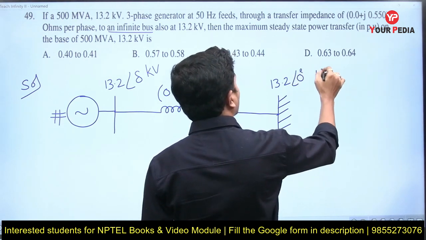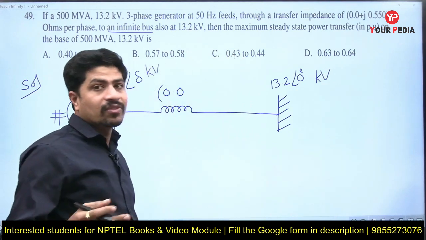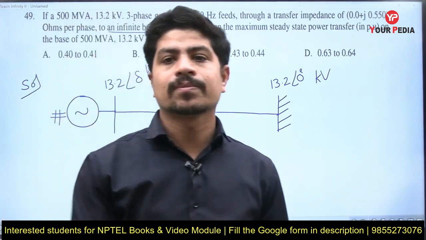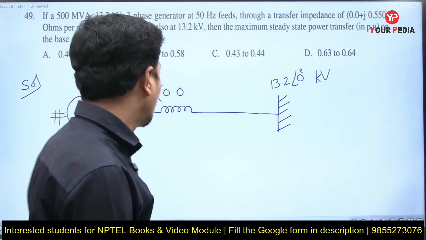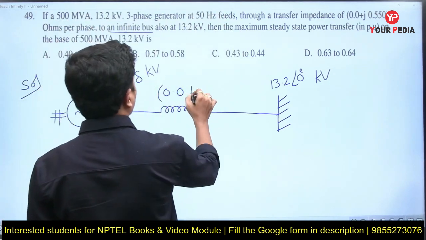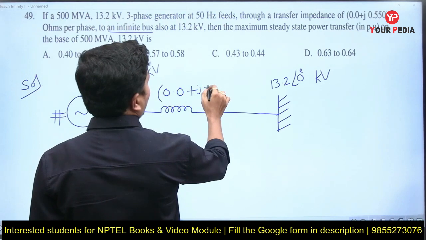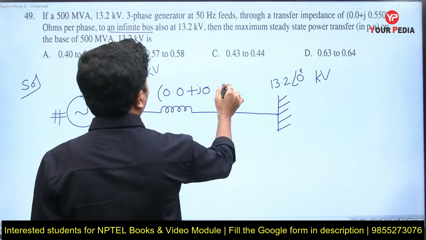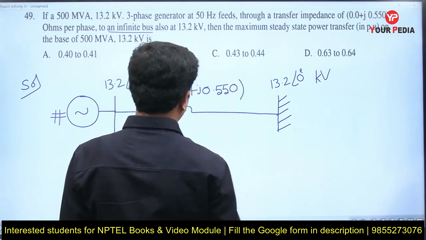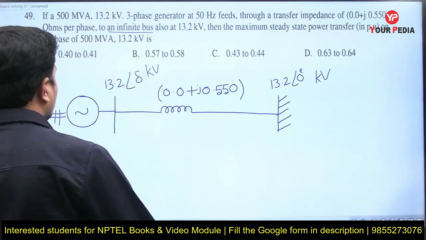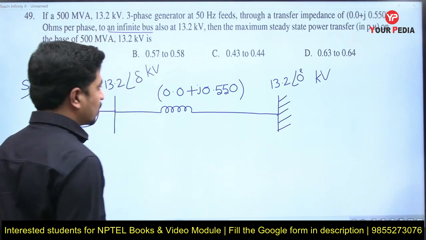So how do you know that the angle is 0? Always the infinite bus or grid is taken as reference. The impedance is 0.0 plus j 0.550. So this is the system.